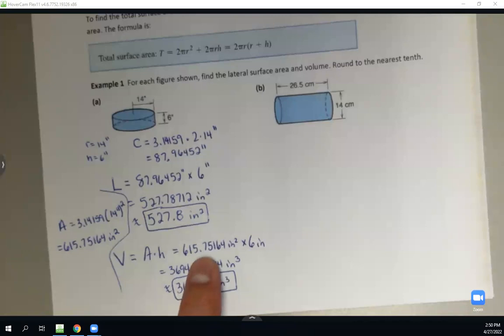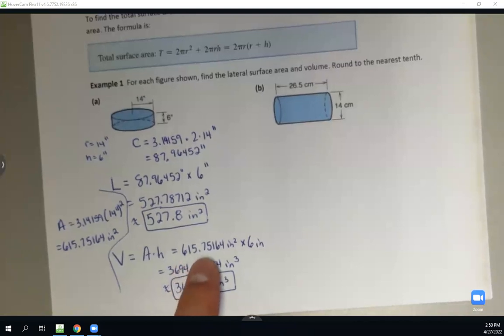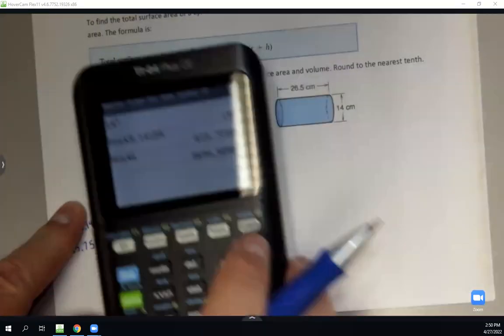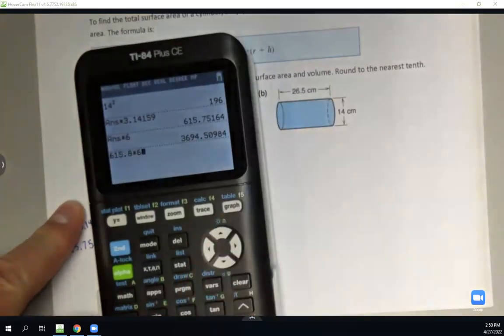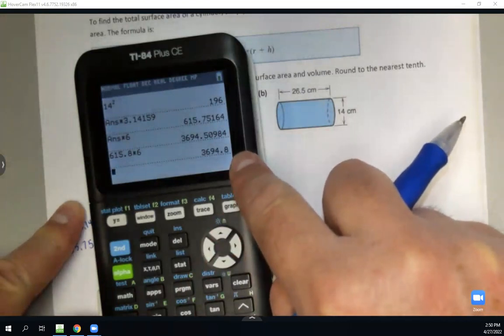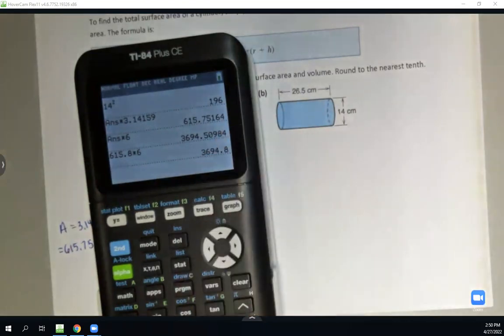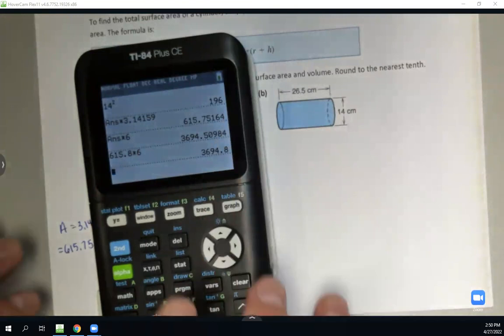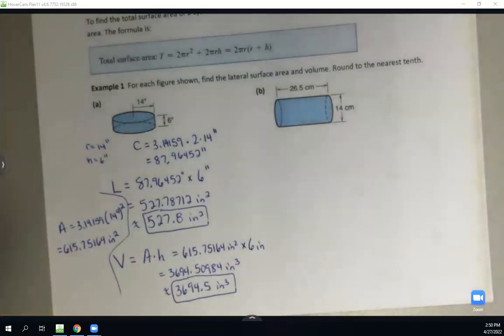Again, I didn't round to 615.8 because if I take 615.8 times 6, I don't get the same tenth place. You with me? So I waited till the end to round. That's the general good practice instead of rounding intermediately, so like in the middle. If you do round in the middle, you're going to get rounding error in the calculation. Any big deal about those?